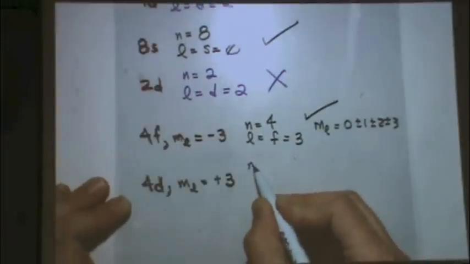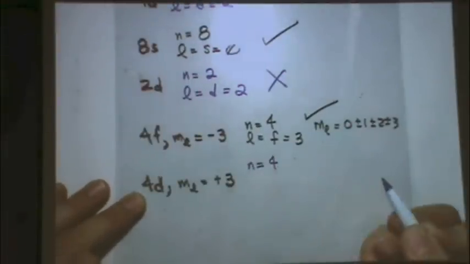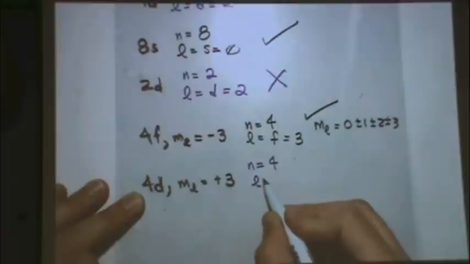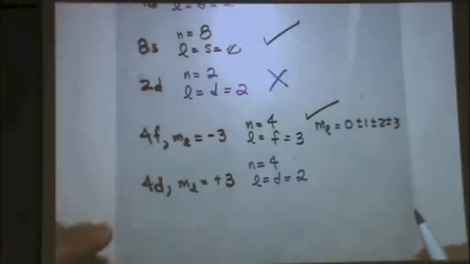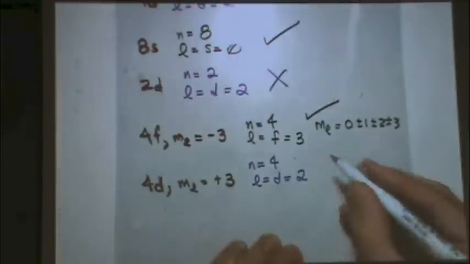Okay, here, n equals the number 4, the first number listed. L equals the letter D, which is the number 2. First of all, is that okay? Yeah, that's allowed because n is larger than l, or 4 is larger than 2. So that's allowable, the orbital is okay so far.